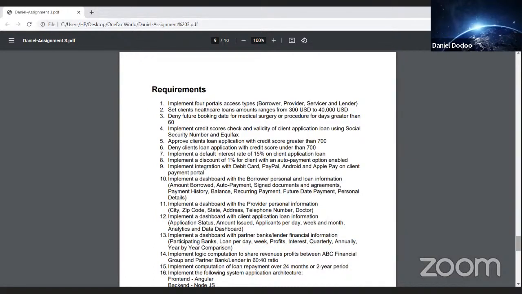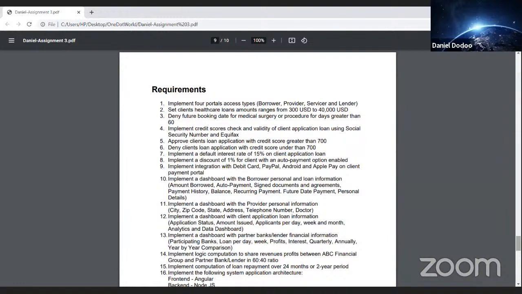And also implement credit score checks and validity of client loan applications using the social security number and Equifax. Also approve client loan applications with a credit score greater than 700. Deny client loan applications with a credit score under 700.